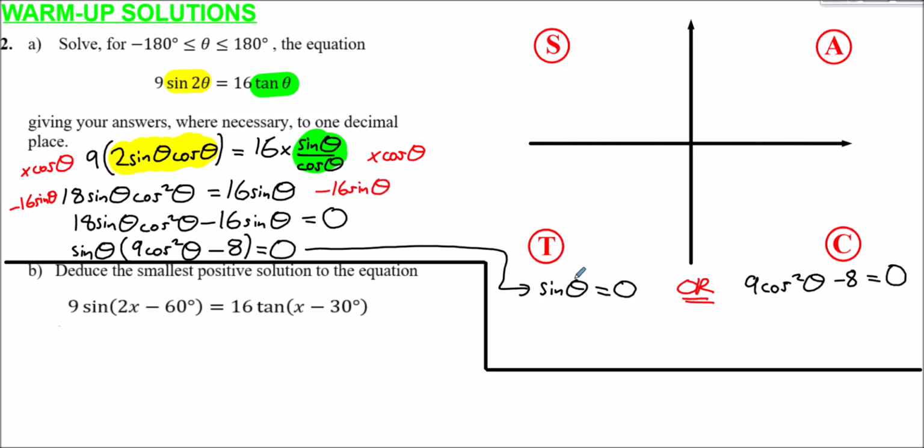So from this one here, we've got solutions which are going to be the following. So if sine theta is equal to 0, in this range, from minus 180 up to 180, we can say therefore theta is going to be minus 180 degrees, could be 0, or could be positive 180 degrees.